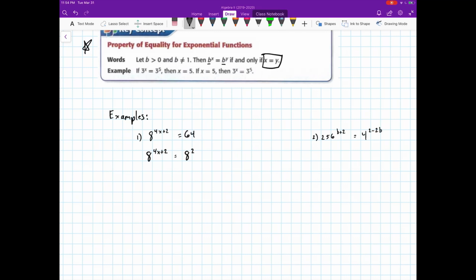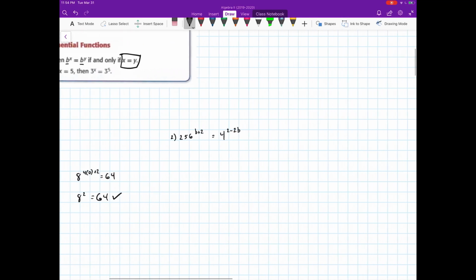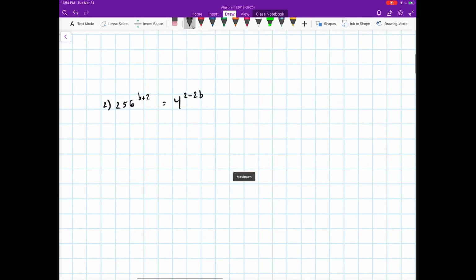Now that the bases match, the only way this can be true is if 4x plus 2 equals 2. So I'm just going to solve. 4x, subtract 2 from both sides, right? 4x is equal to 0, or x equals 0. And if you did want to plug it back in, just to check, 8 to the 4 times 0 plus 2 equals 64. You get 8 squared equals 64, and it checks out. Let's take a look at this second one.